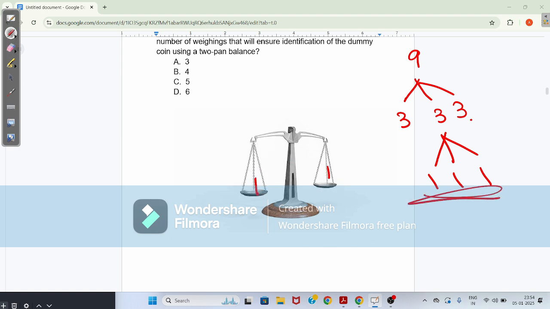Now put 1, 1 here. If these two are the same, the remaining one is the dummy coin. If these two balances are different, this is less weight and this is more weight, so the dummy coin will be this only. Okay, so we have 3 steps used to find the dummy coin.